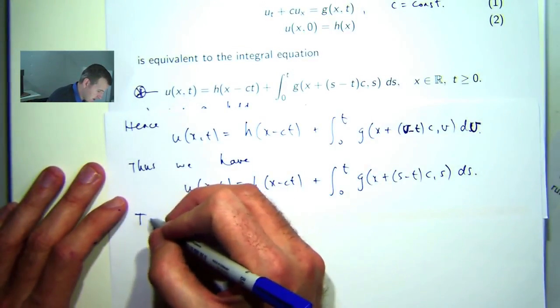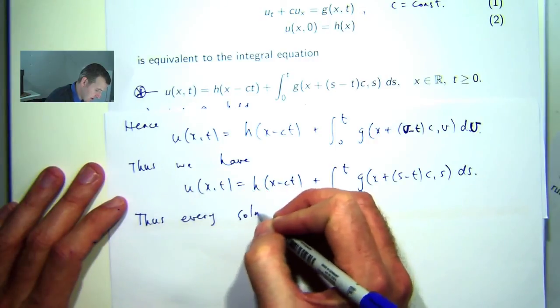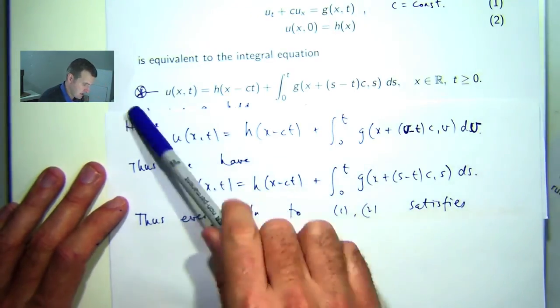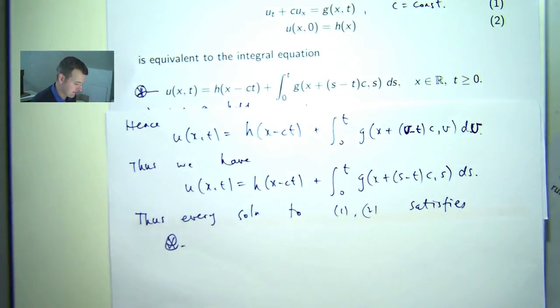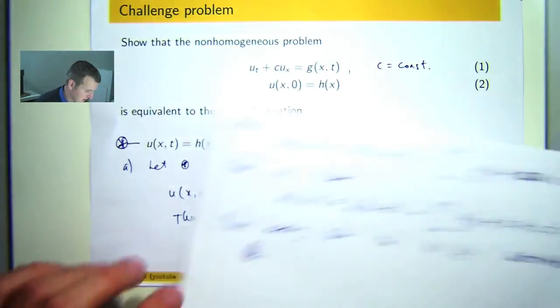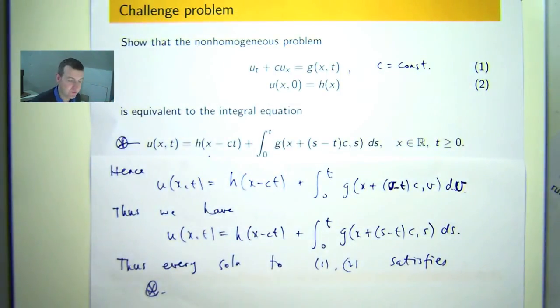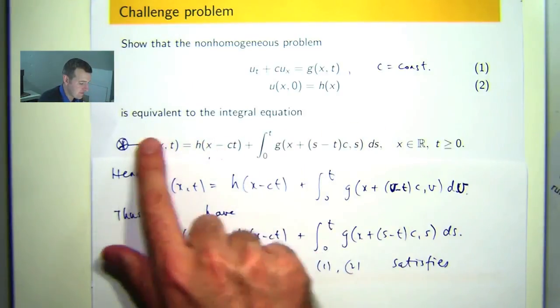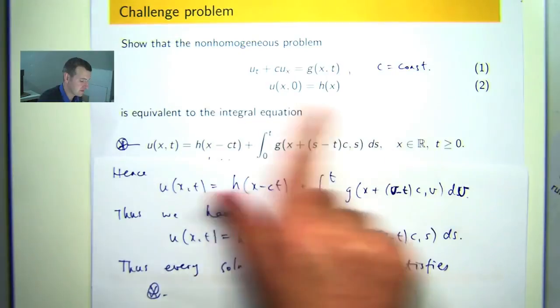So what do we conclude? Thus, every solution to our initial value problem satisfies star. And there you have it. Okay, so when proving equivalence between initial value problems or boundary value problems and integral equations, it's a two-step process. You start with one of the expressions and you show that you can get to the other expression. And then you flip it around. You start with the other expression and show that you can get the first expression. So in the proof that I've just done, when you couple them together, we showed that every solution to this problem satisfied this, and every solution to this problem satisfied this.